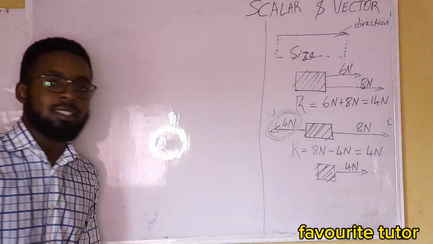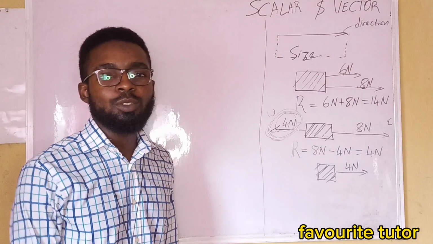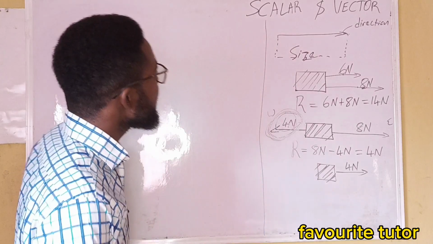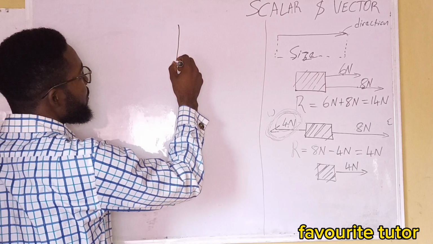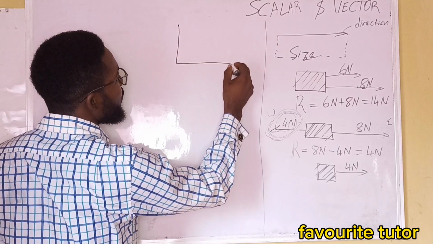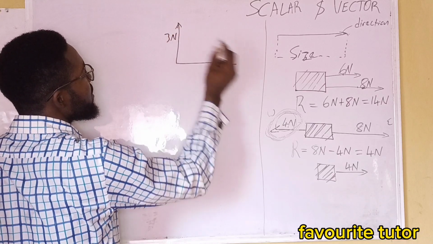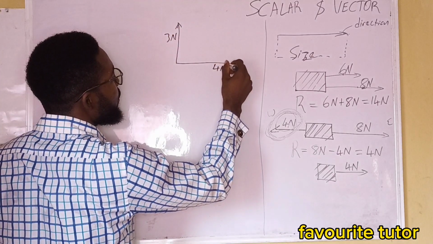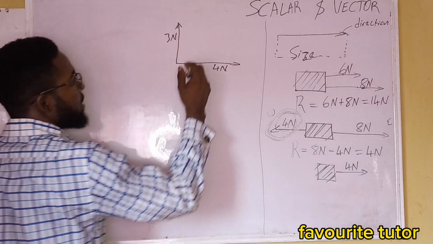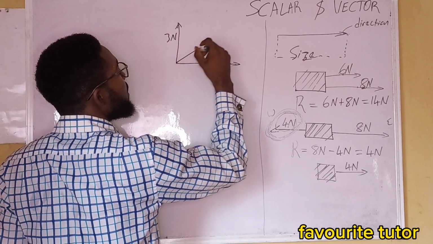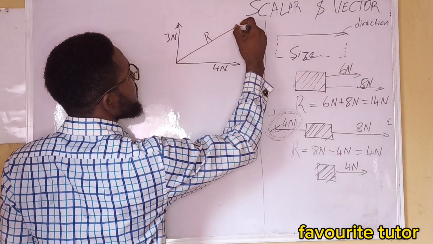All right, third case. When the forces are perpendicular to each other, that means they form a right angle, an angle of 90 degrees. Let us say here is 3 Newton, and here is 4 Newton. Now, what's the resultant? This is the resultant.